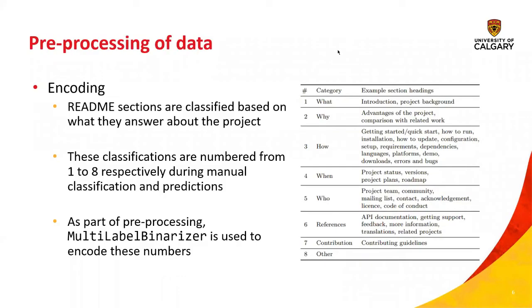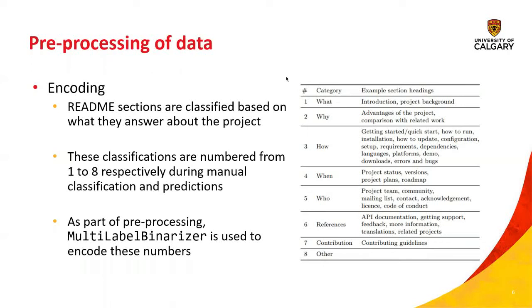The last part of pre-processing of data is encoding. As we have mentioned before, README sections are classified based on what they answer about the project. These classifications are numbered from 1 to 8 during manual classification and predictions from the model. But as part of pre-processing, we use MultiLabelBinarizer to encode these numbers into a sparse matrix before feeding these to the model. Here is a quick glance at a table that describes the section classifications.